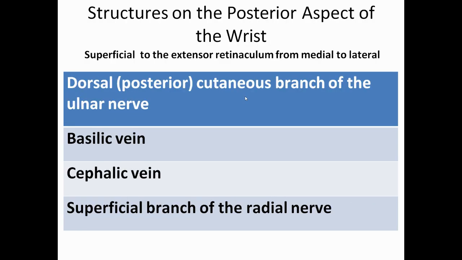Structures on the posterior aspect of the wrist that are superficial to the extensor retinaculum are arranged from medial to lateral. First is the dorsal cutaneous branch of the ulnar nerve, basilic vein, cephalic vein, and superficial branch of the radial nerve.